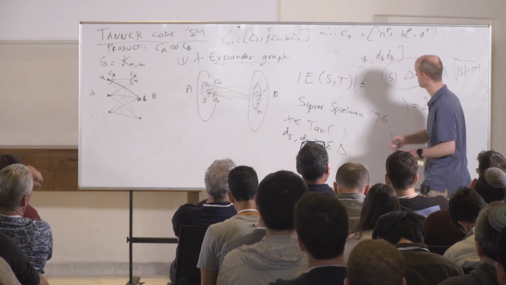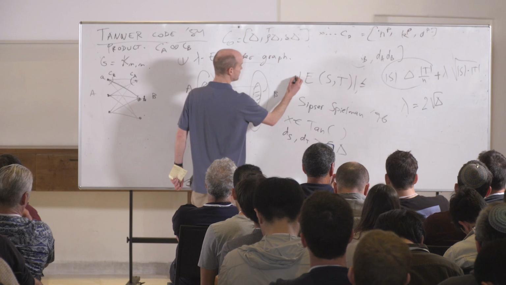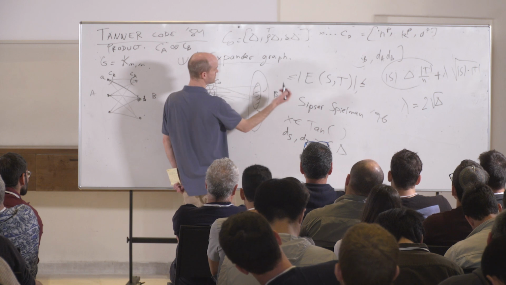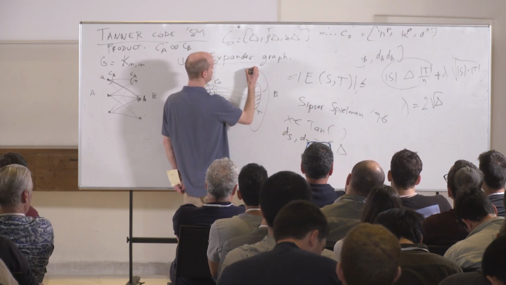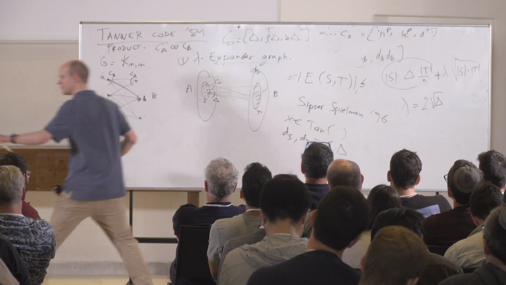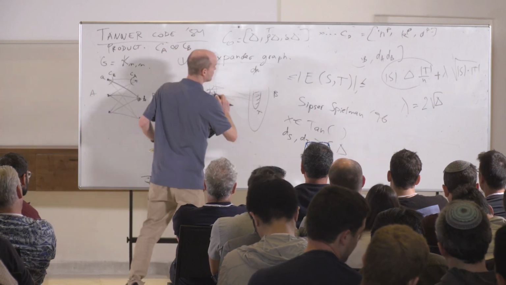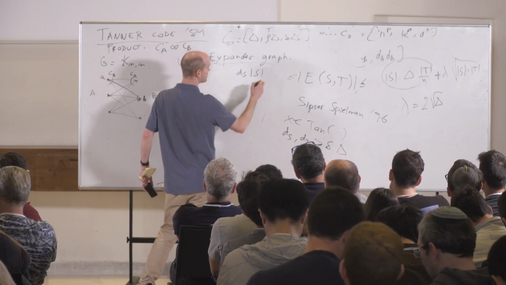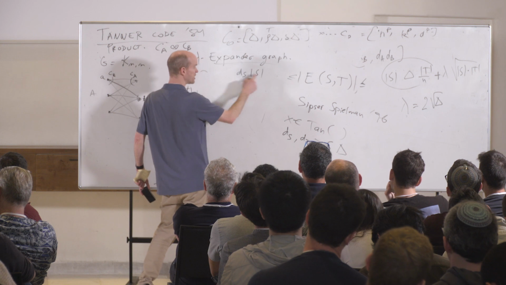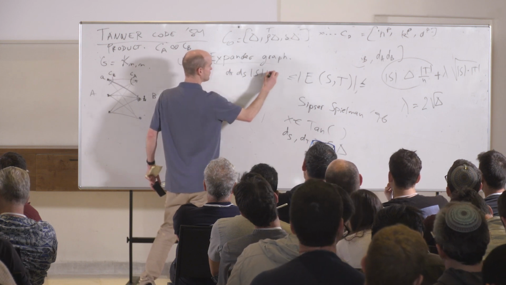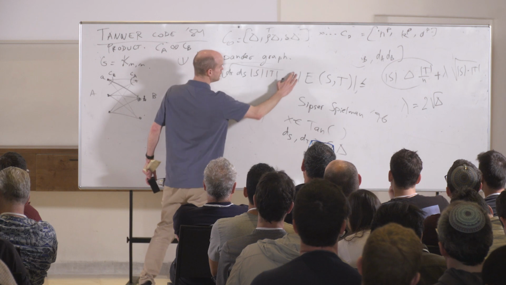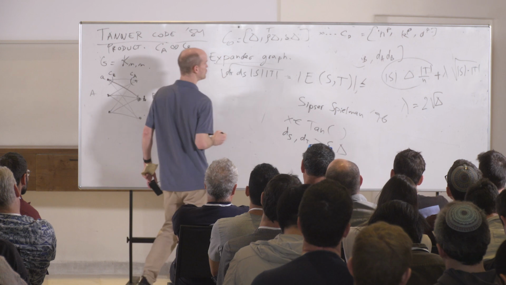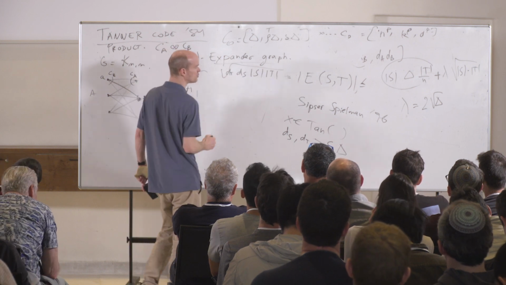And if you just plug this in, this means that the number of edges between S and T is, by definition, ds times S, and also dt, the average degree, times T. So it's also equal to the geometric mean of these two things.